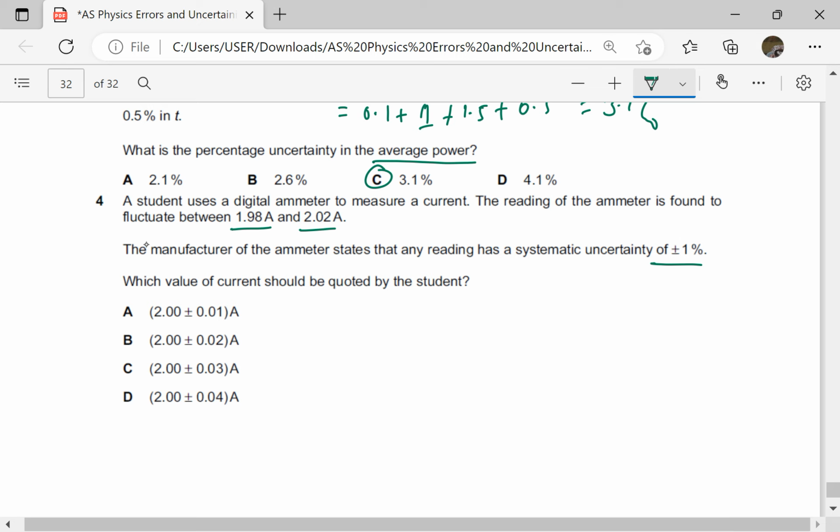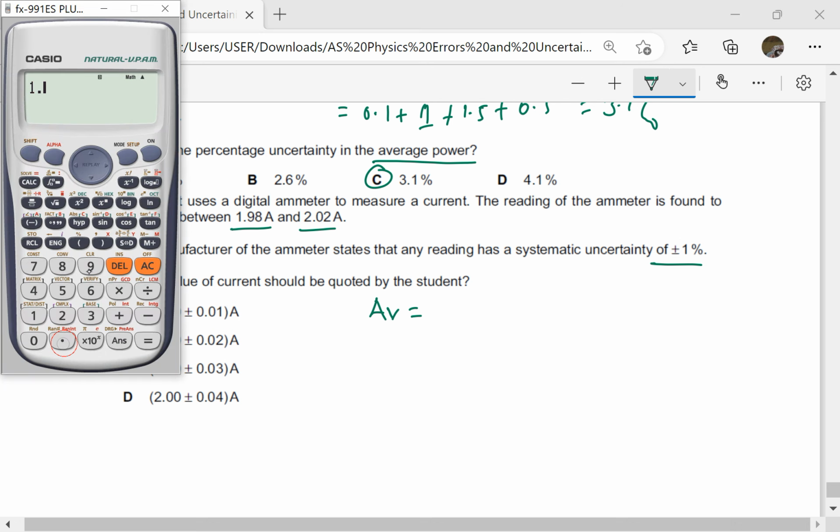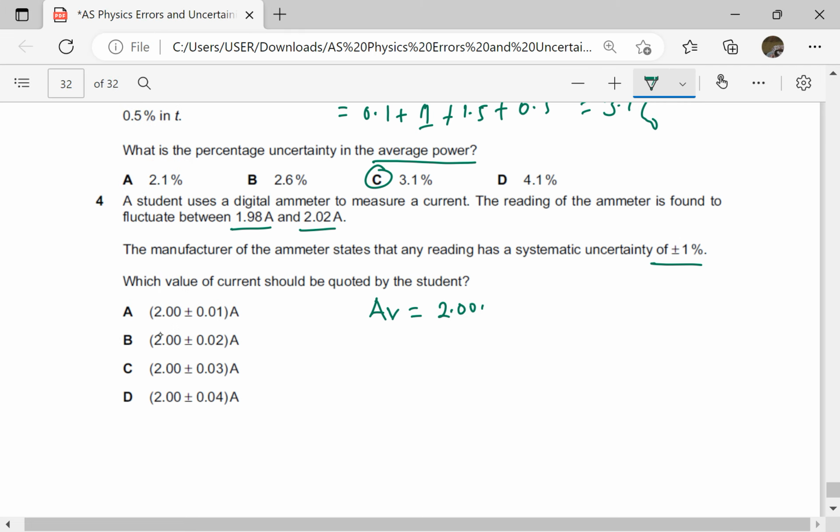So let's first find the average. Average current is going to be 1.98 plus 2.02, divided by 2. So the average is 2.000, as many zeros as you want, amperes.